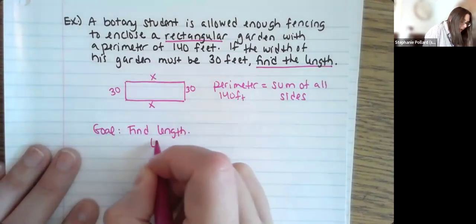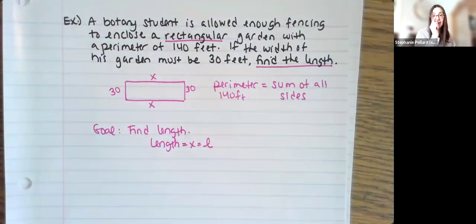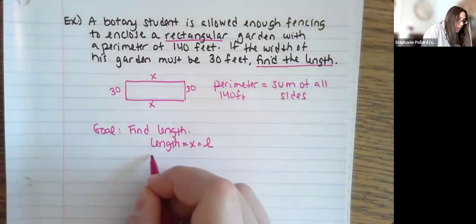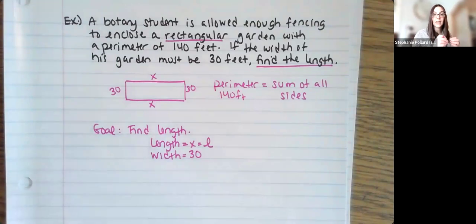So I'm going to just let length be X here, or you can let it be L, right? We can use L for length here as well. The width I actually do already know. So the width is going to be 30. And those are the two parts of the rectangle that I need.